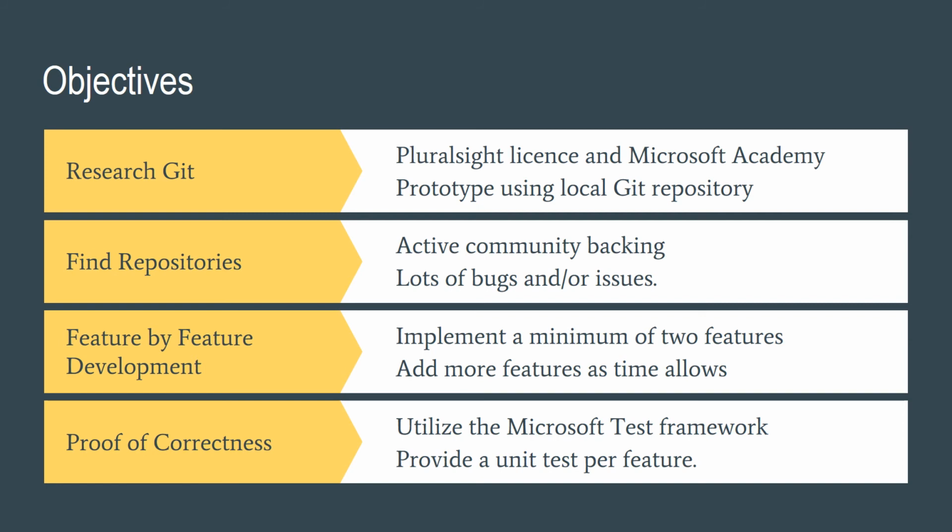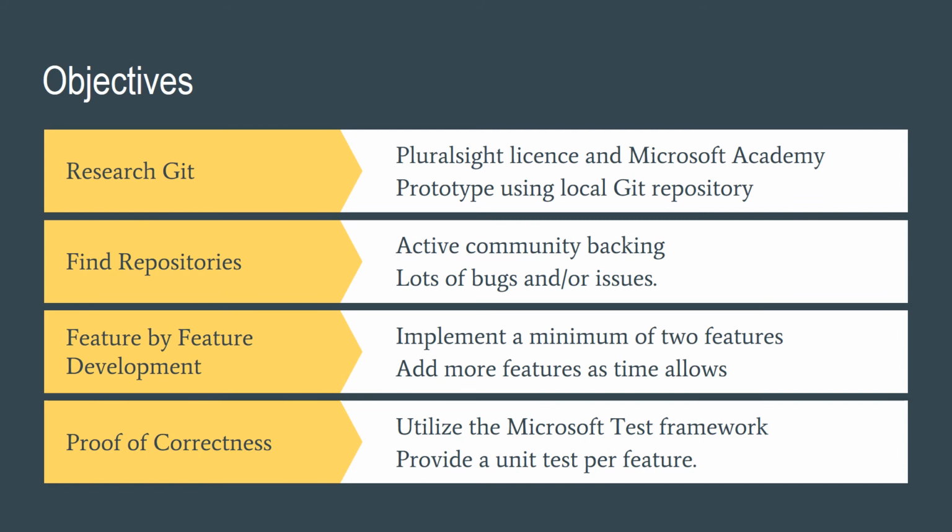And in order to reach this objective, I do have a Pluralsight license as well as Microsoft Academy, so I can watch some videos on how Git works under the hood, and then I can prototype using just some local Git repositories. You can just open up a command line and do git init, and you have your own repository. So it's really simple to do some prototyping.